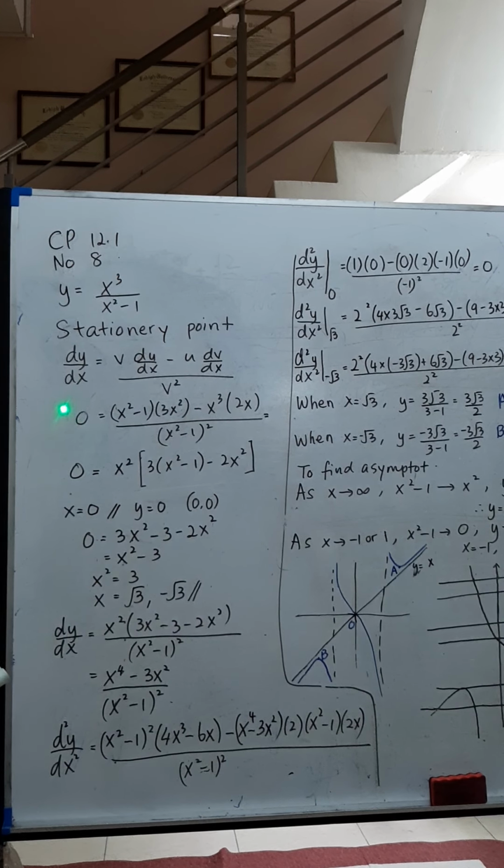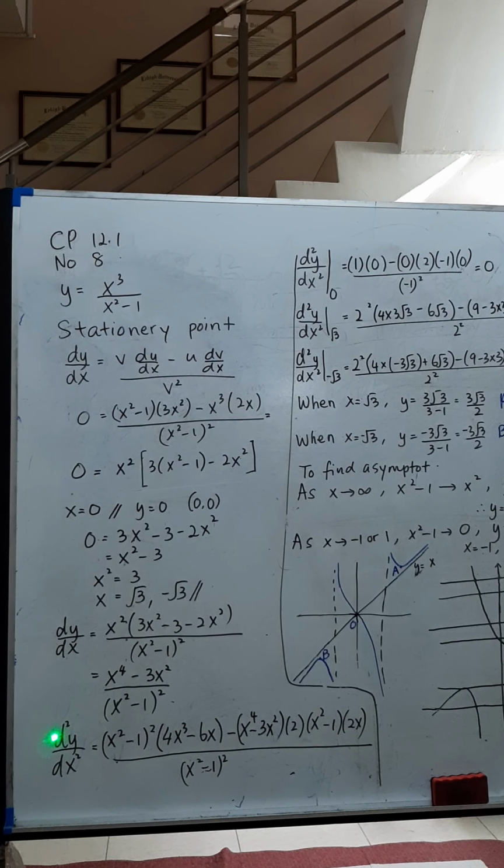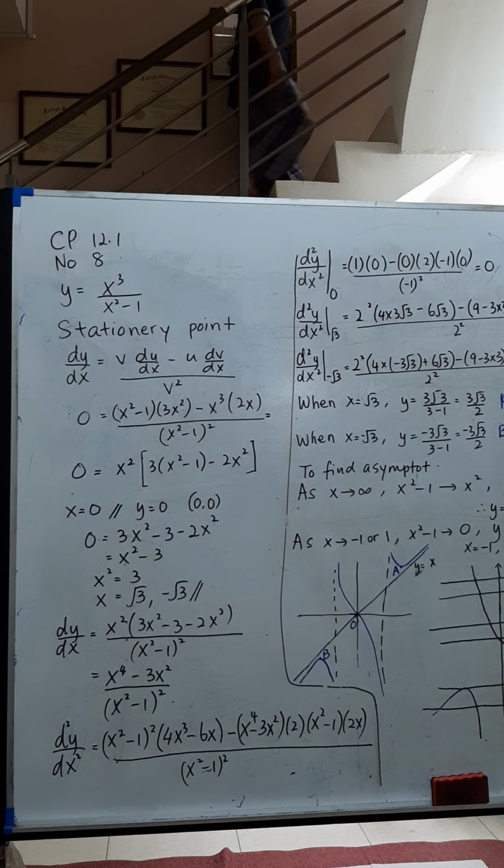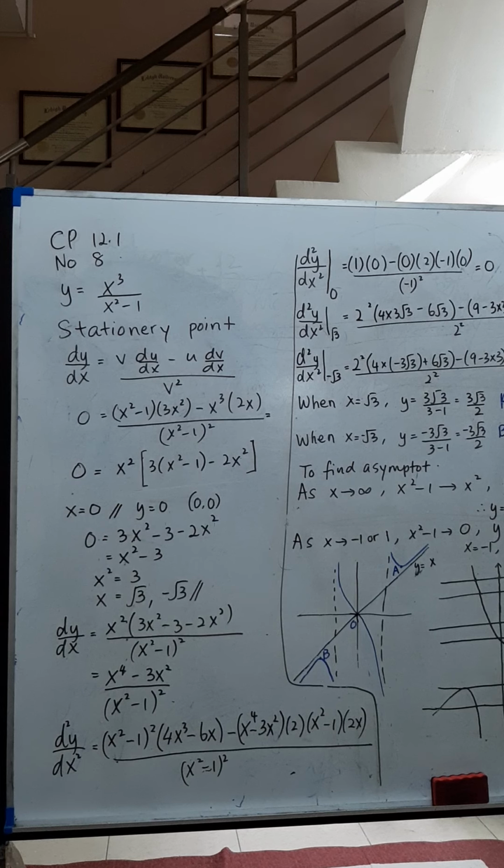Of course, you have to do your dy/dx, and next you have to do your d²y/dx² too. For dy/dx, use the quotient rule. Everybody remembers the quotient rule from Form 4: v du/dx minus u dv/dx, divided by v squared. The numerator is u, the denominator is v. Go through the calculations and set it to be 0.